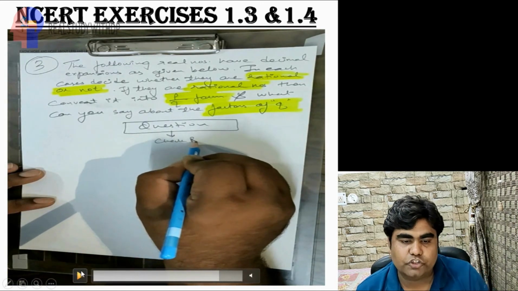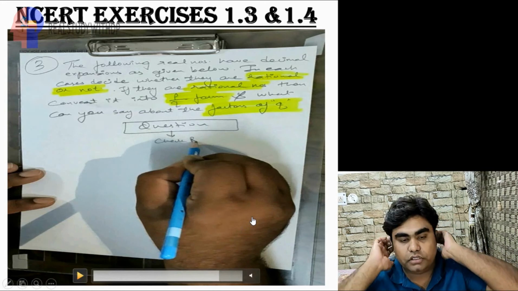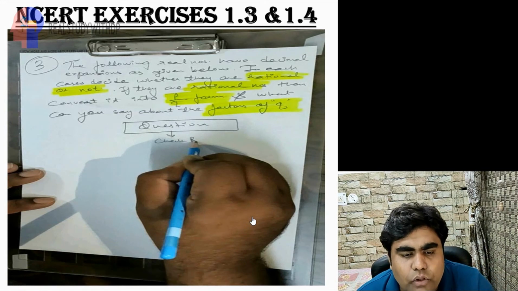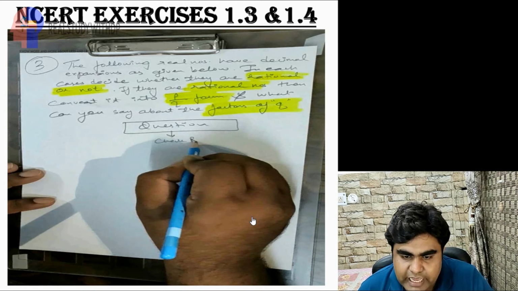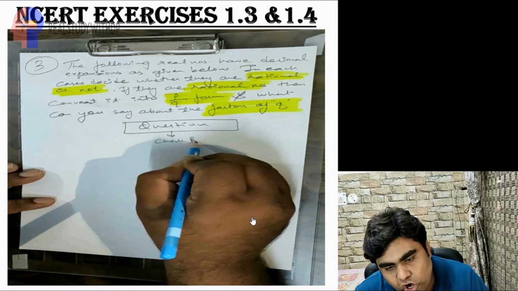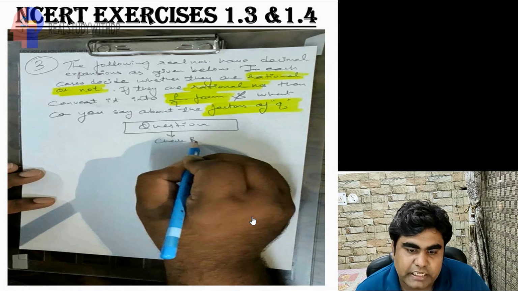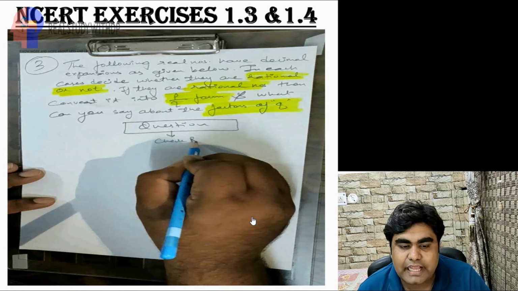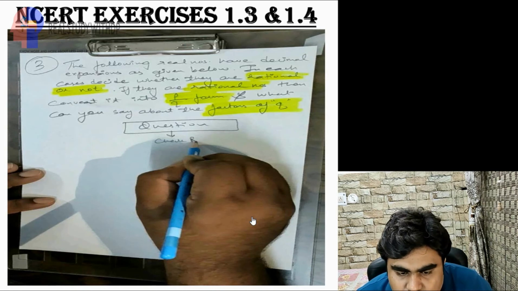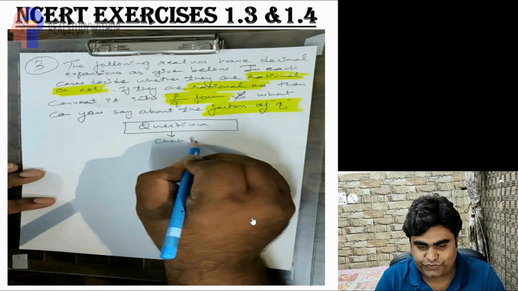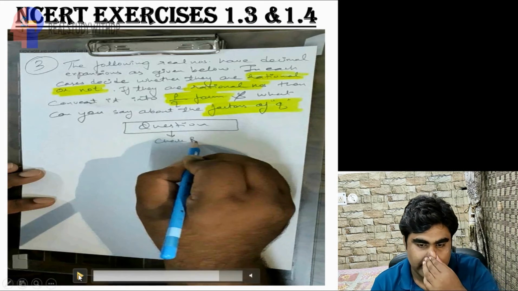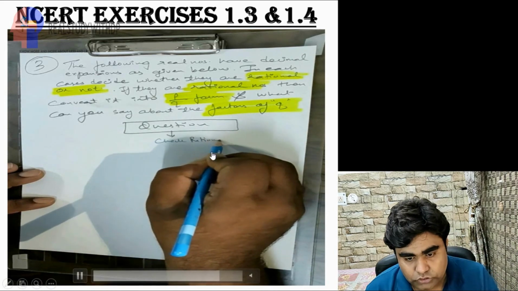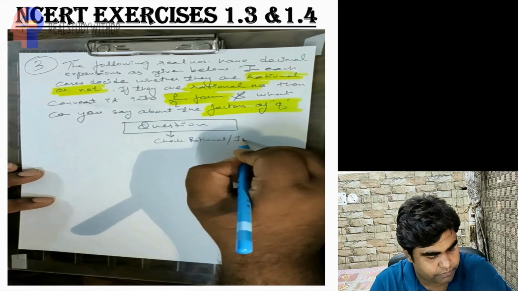So let's see what question number 3 has to say. The question states that the following real numbers have decimal expansions as given below. In each case, decide whether they are rational numbers or not. If they are rational numbers, then convert them into P by Q form. And what can you say about the factors of Q? So question number 3.